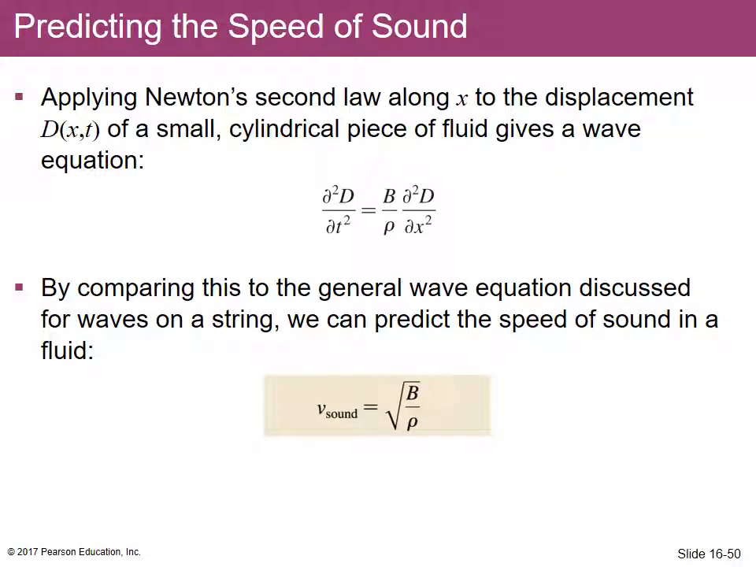Since we have not covered Chapter 14 yet, we will return to Section 16.6 later. However, we will need the result that the speed of sound in a material is the square root of the bulk modulus divided by the material's density.